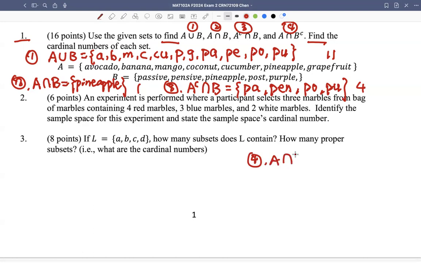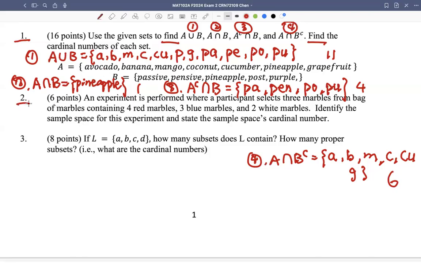A intersect with B complement, which means the elements in A but not in B. Not in B, but only pineapple is in B. So we need to write down all the rest in A: avocado, banana, mango, coconut, cucumber, and grapefruit. How many? 1, 2, 3, 4, 5, 6. So that's 6 on the side to indicate its cardinal number. And that's it. That's the first one. If you did all this, you get full credit, 16 points. If you get it partially right, partially wrong, for the partially right you still get credit.